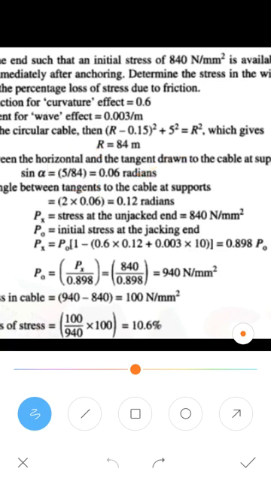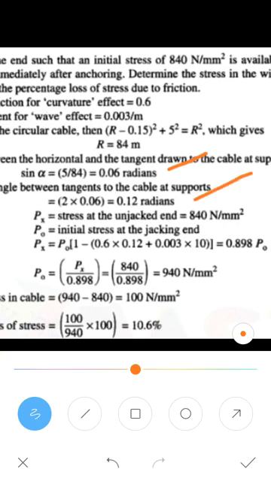Next, after finding that, you have to find the cumulative angle. The cumulative angle will be twice the sine angle. The sine angle is around 0.06 radians, and the angle between the tangents will be twice that. So finally you will get the angle between the tangents of the cable as 0.12 radians.